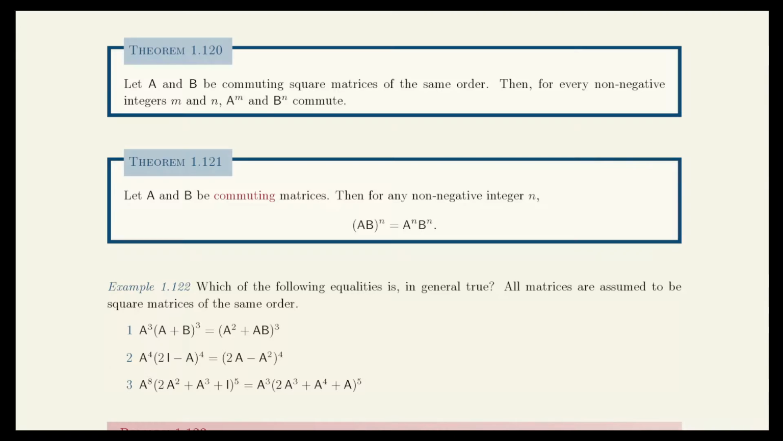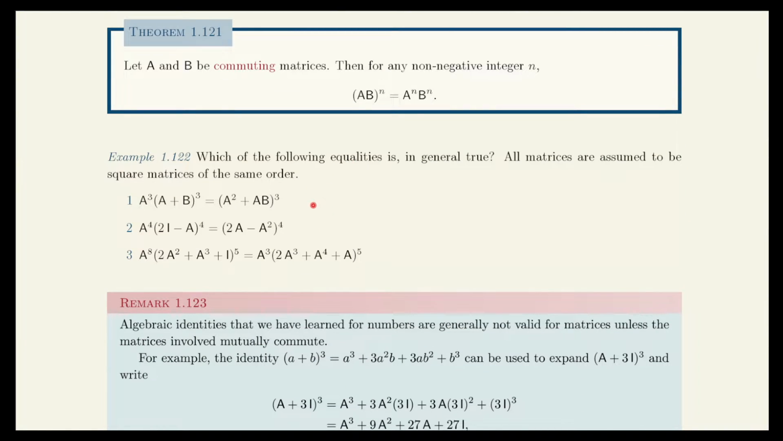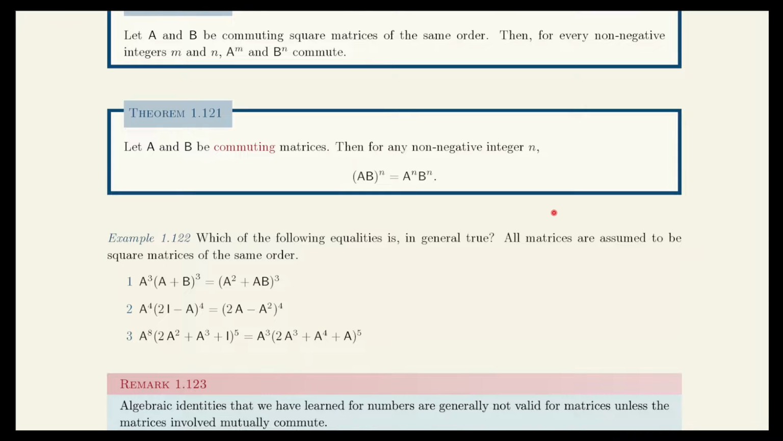Okay, now let us go back to the slides here. This I want you to understand quite well, okay? Which of the following equalities is in general true? It means that you can rely on them. All matrices are assumed to be square matrices of the same order. Now I'm asking you, do you agree with this algebra? I have done some algebra here. (AB)^3, I have written it as (A^2 + AB)^3. Do you think this is a valid way of doing this algebra or not?